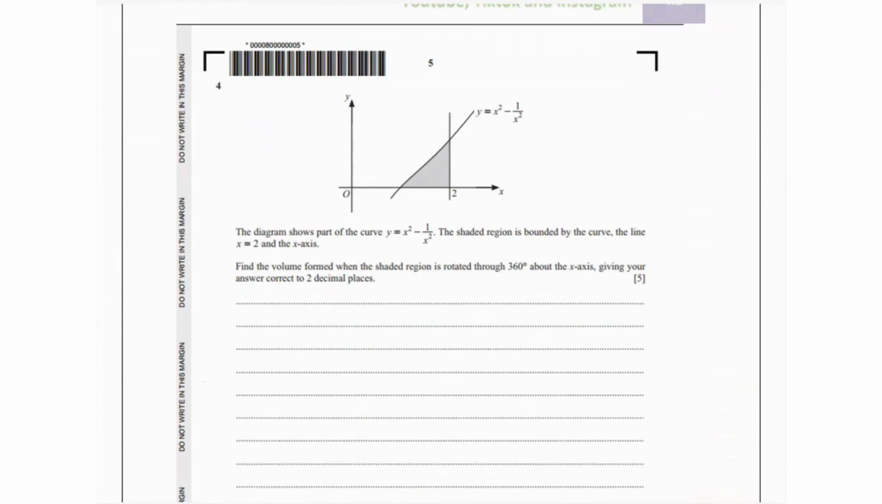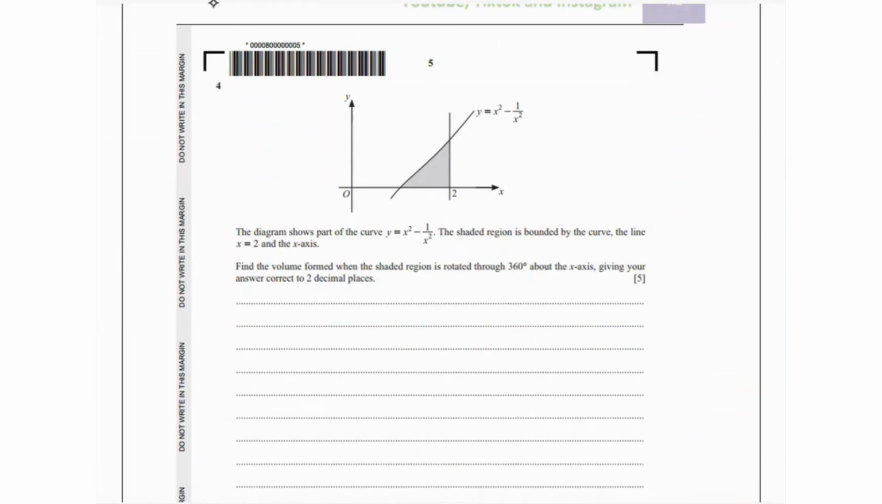Now the diagram shows part of the curve y equals x squared minus 1 over x squared. The shaded region is bounded by the curve, the line x equals 2, and the x-axis. We have to find the volume formed when the shaded region is rotated through 360 degrees about the x-axis. Give the answer correct to 2 decimal places.